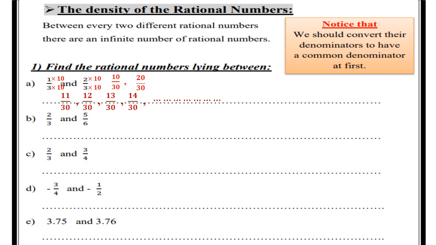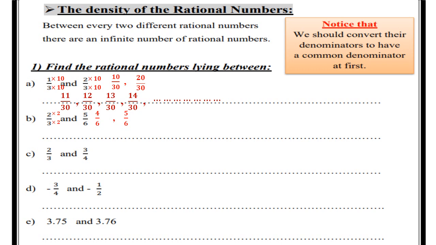B. 2 over 3 and 5 over 6. We have here in the denominator 3 and 6. So, we have to make a common denominator. The common denominator here is 6, as 6 is a multiple of 3. So, I will multiply 2 over 3 by 2 up and down. It will be 4 over 6. I want to get the rational numbers lying between 4 over 6 and 5 over 6.